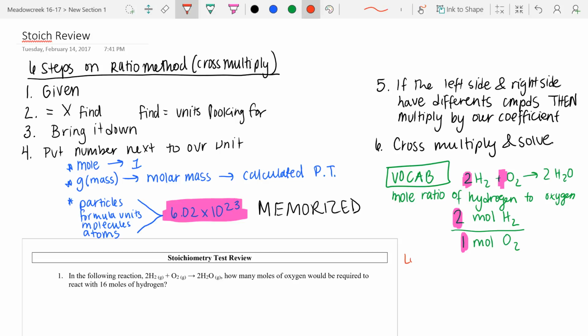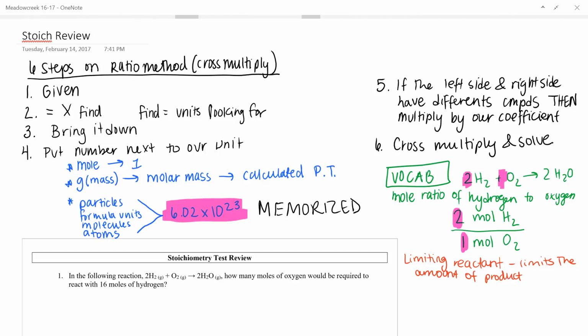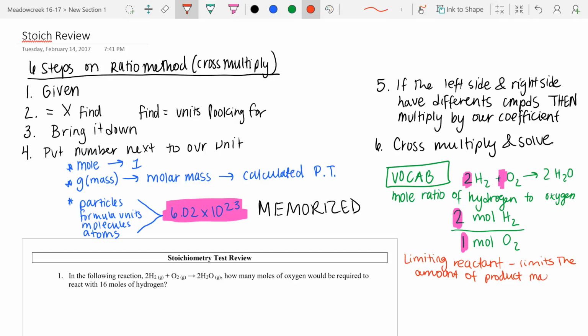And then another one is limiting reactant. Okay, now your limiting reactant limits the amount of product you can make. We did this when we did our s'mores lab. Remember that our chocolate was what ran out first. We couldn't make more than 5 s'mores because we didn't have enough chocolate. So it usually runs out. Not all the time, but most of the time that's a key indicator that that's what's running out.